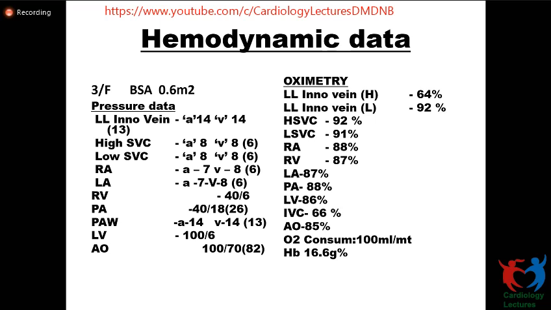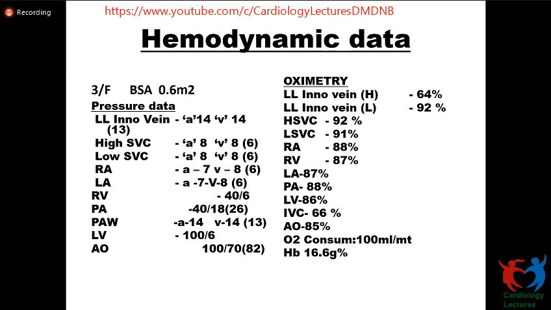Pulmonary artery pressure. Systolic is 40, diastolic is 18, and mean is 26. That is elevated. Very good. There's a mild elevation of the pulmonary arterial pressure. Pulmonary artery wedge pressure: A is 14 and V is 14. And elevated. Very good. Excellent.